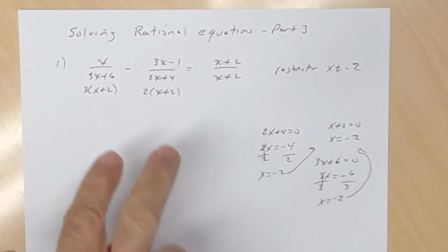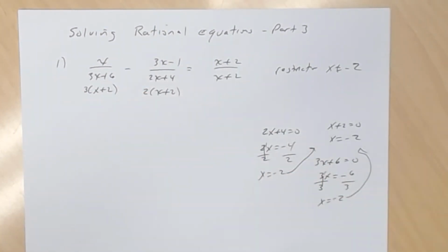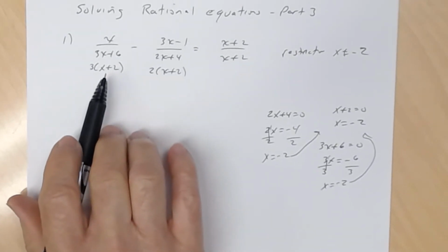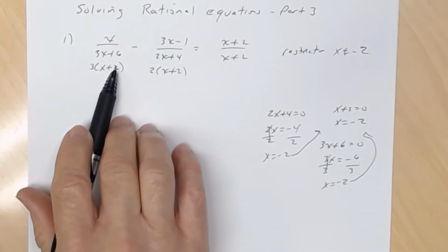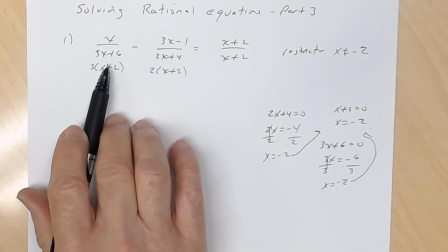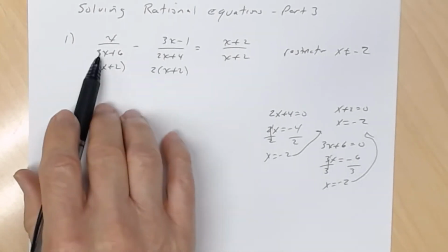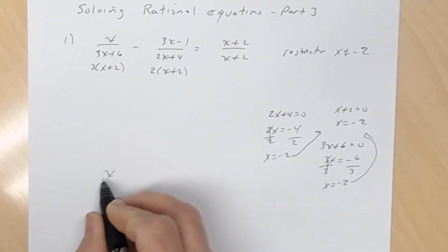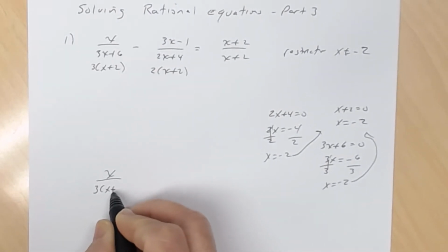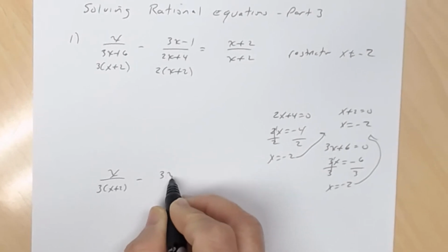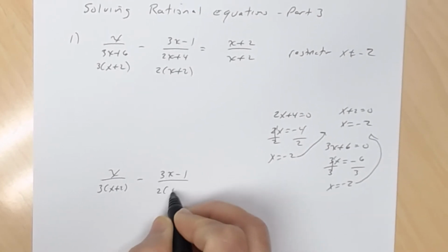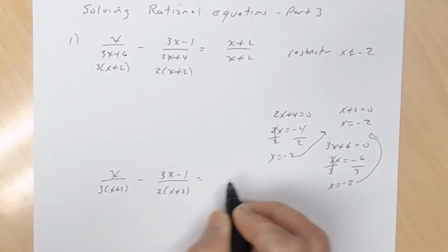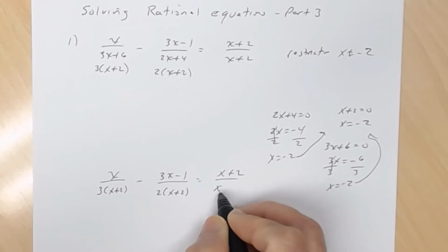All right, now I'm going to go ahead and rewrite this right here since I used up a lot of room. And when I do that, I'm going to use the factored part. It's very important to use the factored part. Once you factor, use it instead. So I'm going to say x divided by 3 times (x plus 2), minus (3x minus 1) divided by 2 times (x plus 2), equals (x plus 2) divided by (x plus 2).